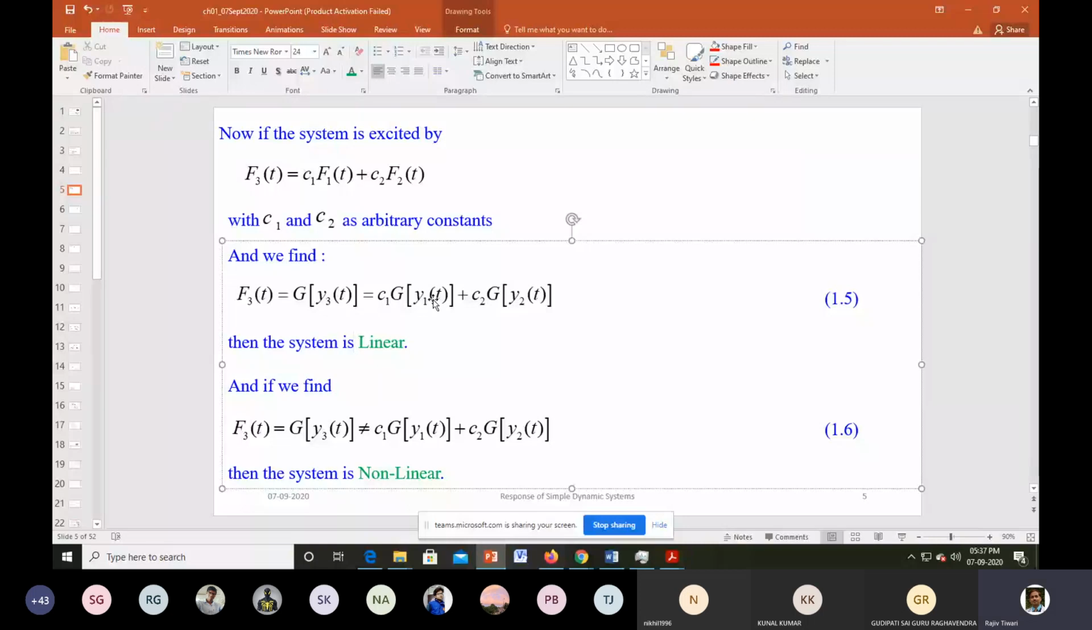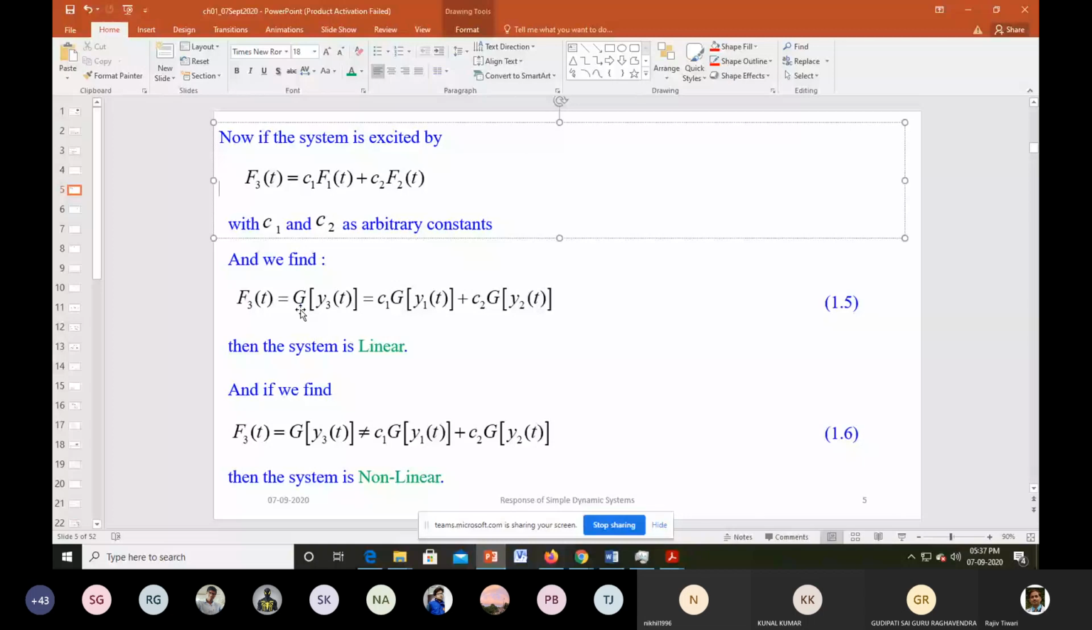But if this is not equal, like here, if y3 is not equal to the summation of these responses multiplied by the corresponding force contributions, then this is a nonlinear system. You can check that if we have some nonlinear function like x square or y square, you cannot do this.